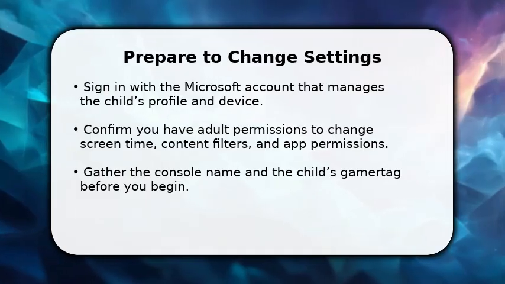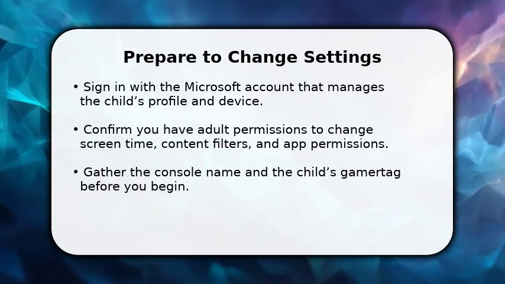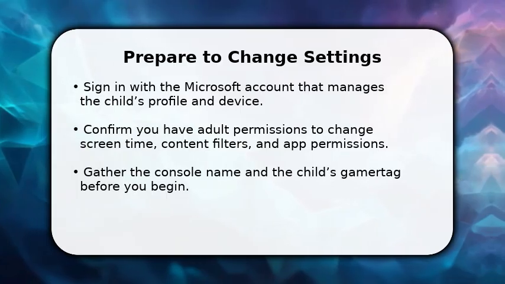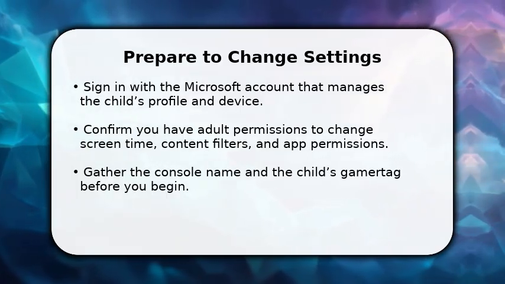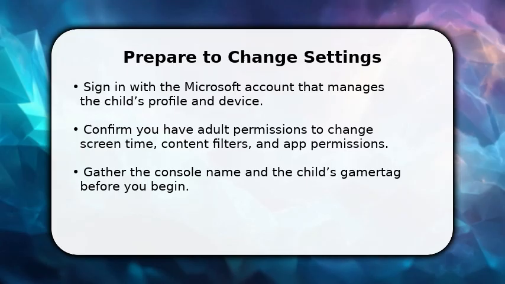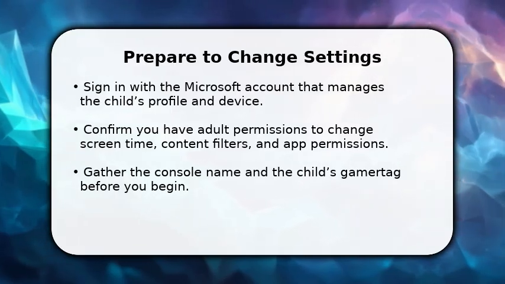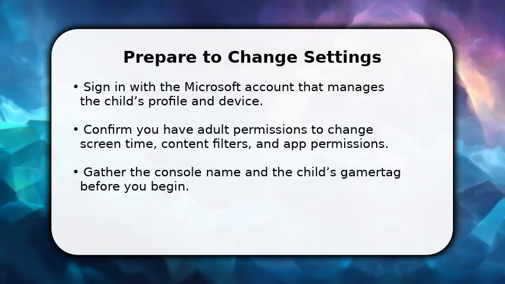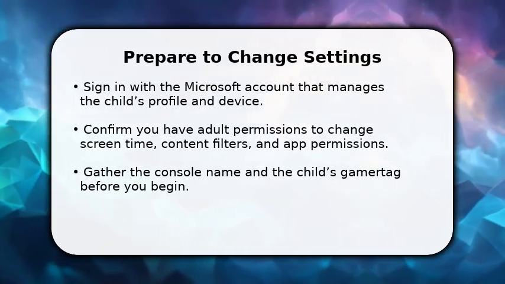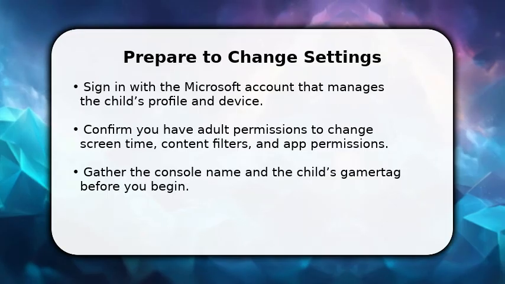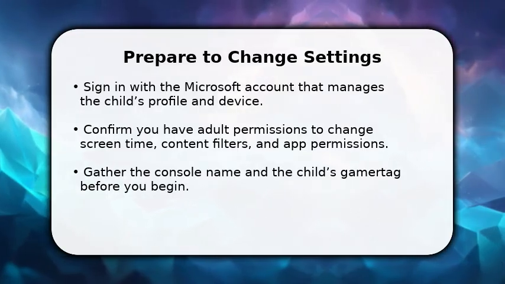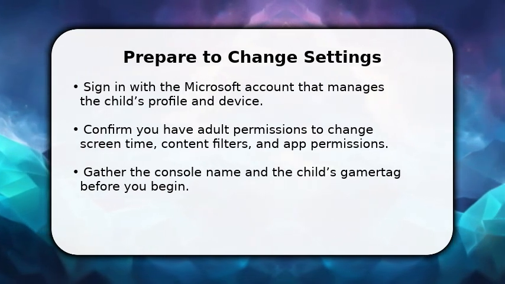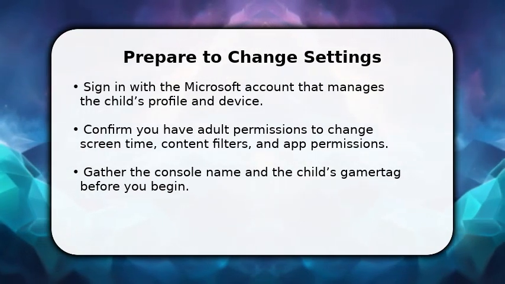Open the Xbox Family Settings app or go to account.microsoft.com/family in your browser. Sign in with the Microsoft account that manages the child's profile and device. Confirm you have adult permissions to change screen time, content filters, and app permissions. Have the child's Xbox console nearby if you must remove device restrictions. Note that removing restrictions may require re-verifying your identity by email or phone. Gather the console name and the child's gamer tag before you begin.